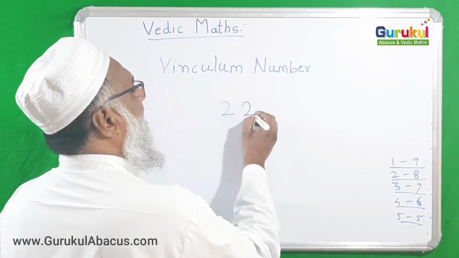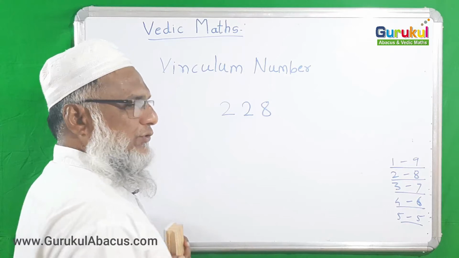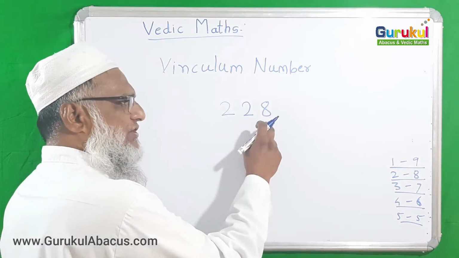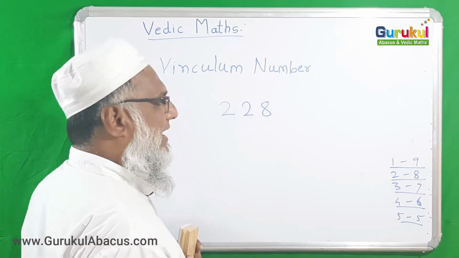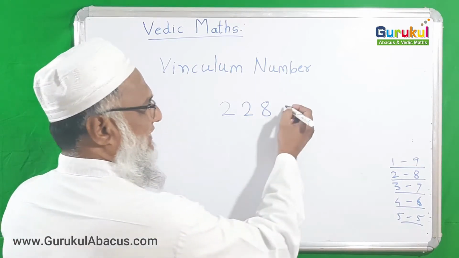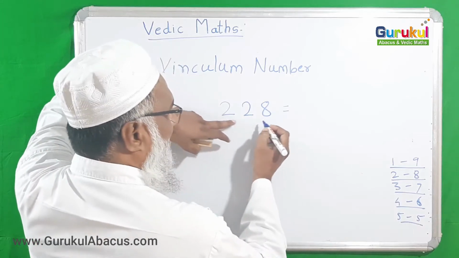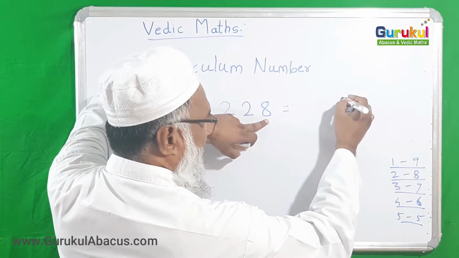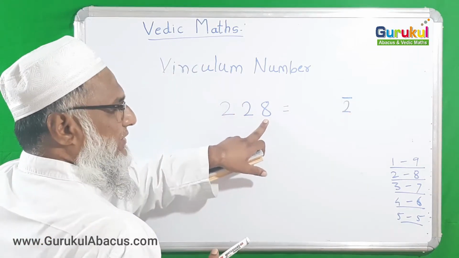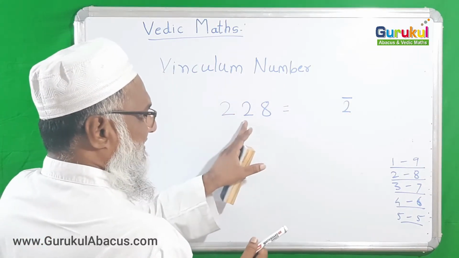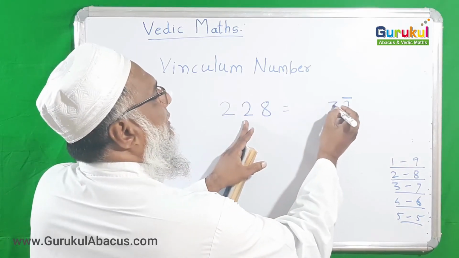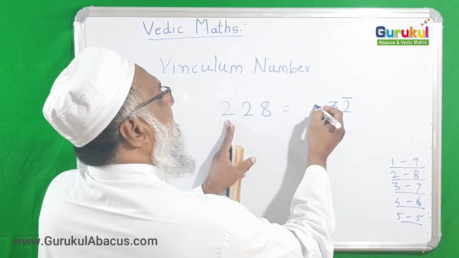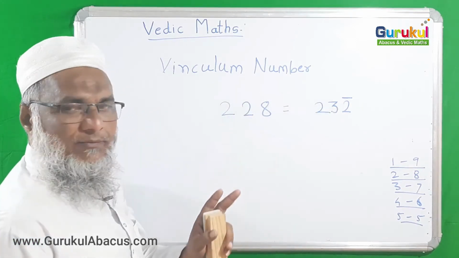Suppose here with us there is 228, and I am supposing to change this 8 because it can be a little bit harder for me. So how can I convert it? Firstly, for 8 I write the complement of 8, 2, with this bar, meaning with a negative sign. Then for the previous digit 2 I write 3, and the other previous digit I write as it is, no problem.